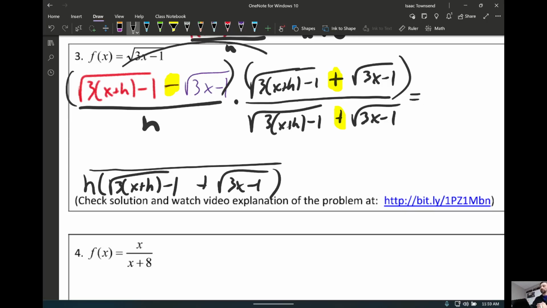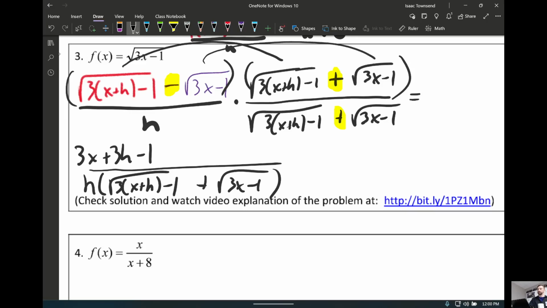So the first part of FOIL, if I multiply the square root of something by the square root of itself, you just get that something. So that would be 3 times x plus h, minus 1. I'm going to go ahead and distribute the 3 there now. Feel free to do the outer part of FOIL and the inner part of FOIL, but since those are conjugates, they're just going to cancel out and add to 0 anyway. So since that always happens in mathematics, you don't have to show that.